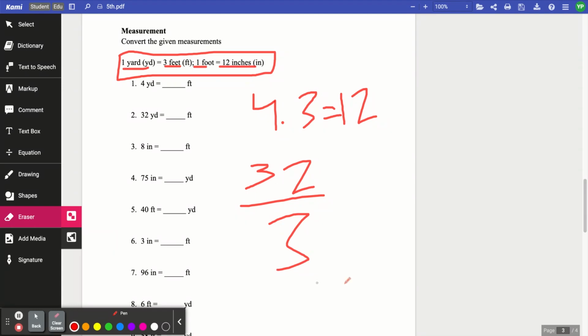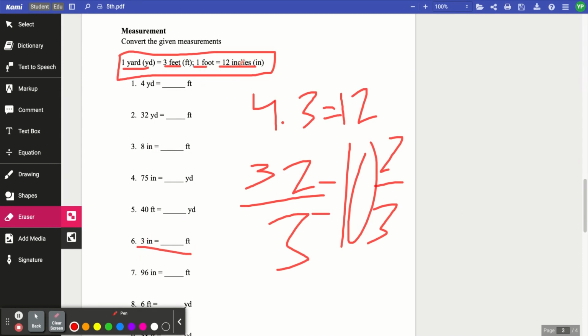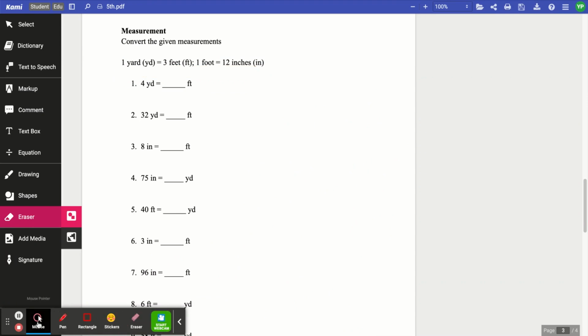But for now, it's not really that hard. It's just going to be 10 and 2/3. So you divide 32 by 3, and it's 10 and 2/3. I think that's really all. Let's try an inches problem. There's 1 foot and 12 inches, and right here we have 3 inches. So in order to get feet, there's 12, so you do 3 over 12, and you can simplify it to 1 over 4. So 3 inches equals 1/4 feet.